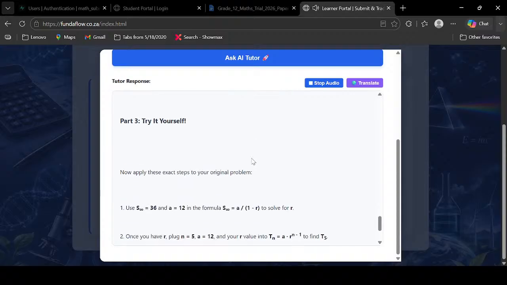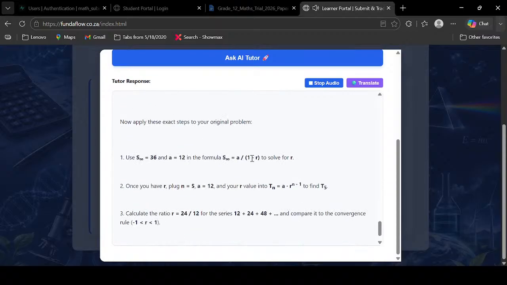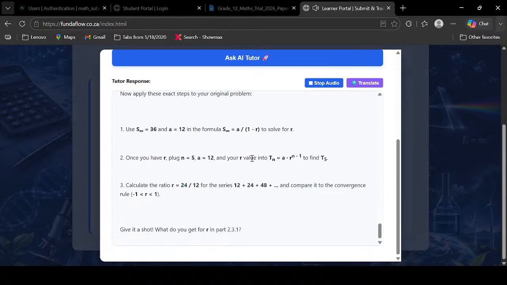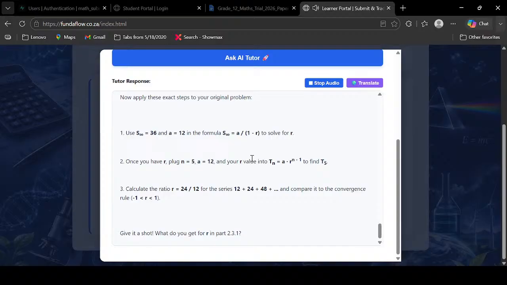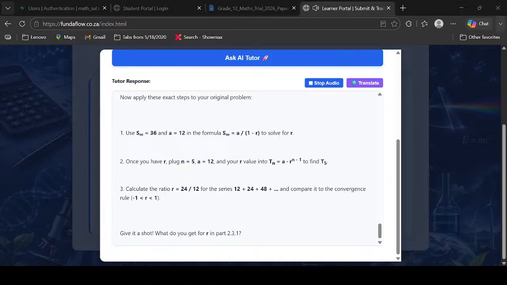Part 3, try it yourself. Now apply these exact steps to your original problem. One, use S infinity equals 36 and a equals 12 in the formula S infinity equals a/(1-r) to solve for r. Two, once you have r, plug n equals 5, a equals 12, and your r value into Tn equals a r^(n-1) to find T5. Three, calculate the ratio r equals 24/12 for the series 12 plus 24 plus 48 plus so on, and compare it to the convergence rule, -1 < r < 1. Give it a shot. What do you get for r in part 2.3.1?